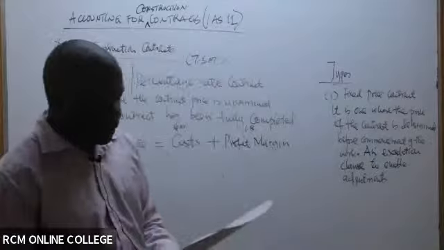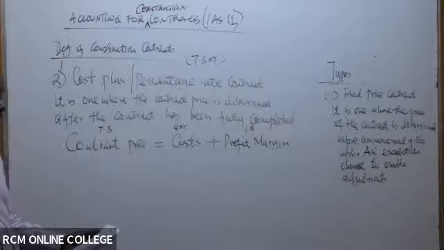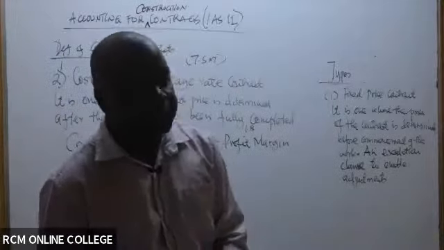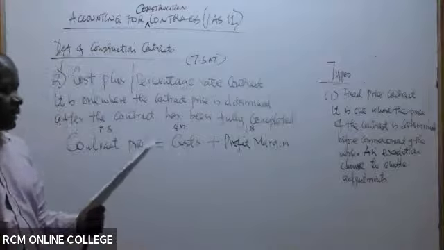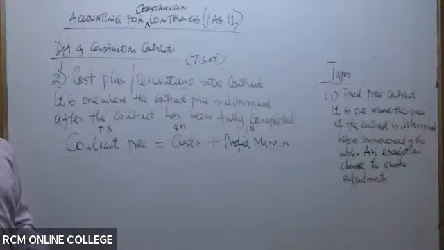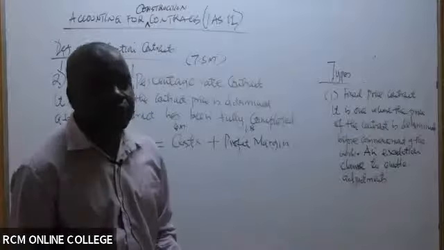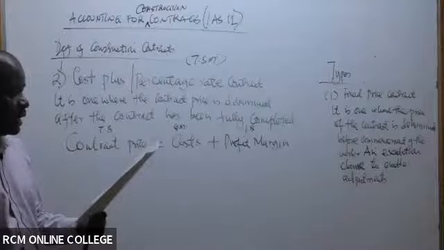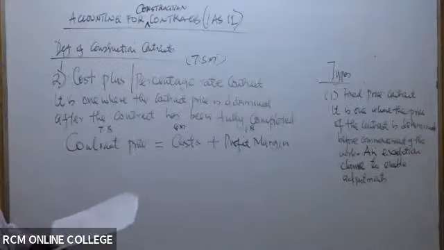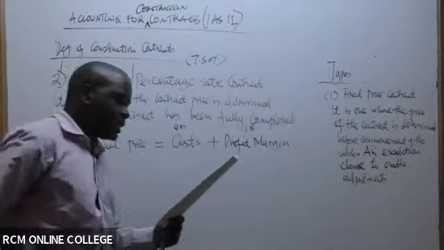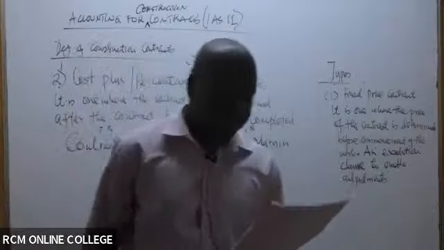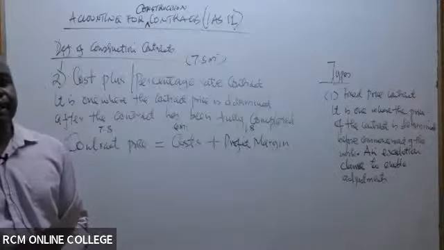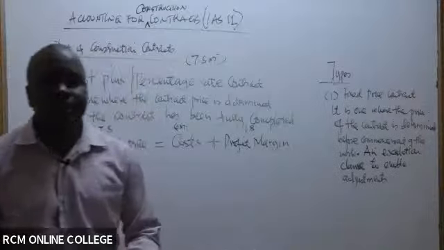There are two major methods as far as you can account for this kind of contracts. You have the completed contract method, and you have the percentage of completion method. With the completed contract method, you determine the contract cost, and determine the contract price. The difference will give you a profit margin.